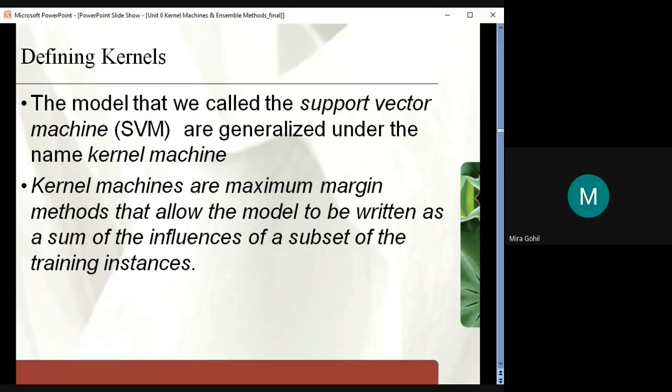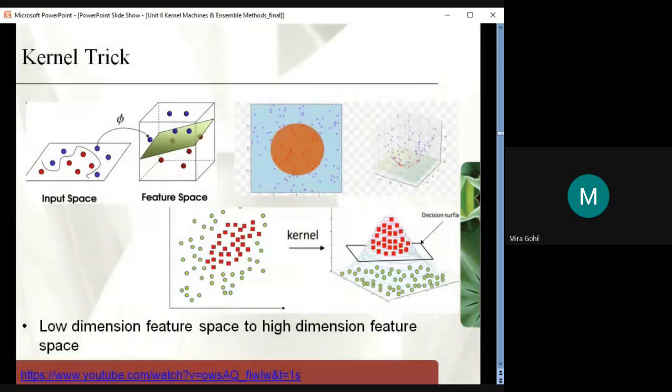Okay, now what will this kernel machine do? The kernel machines are maximum margin methods that allow the model to be written as a sum of the influences of a subset of the training instances. Now how do we actually understand this definition? For that we first require to understand the kernel machine. Okay, so now we will see how this kernel trick will work.